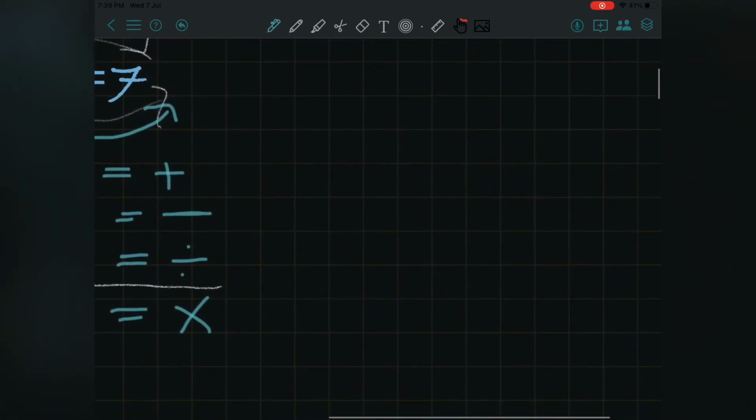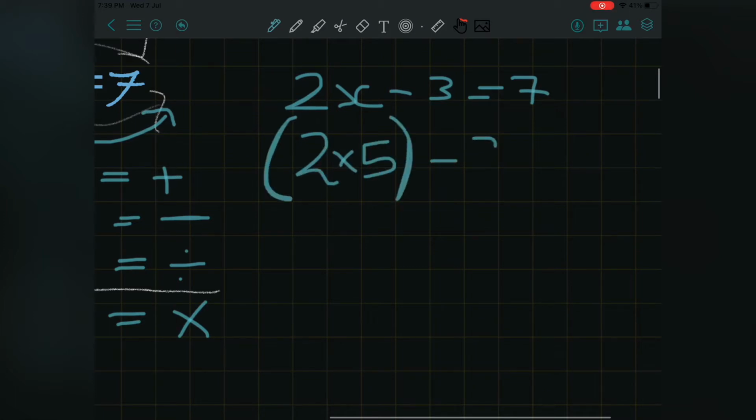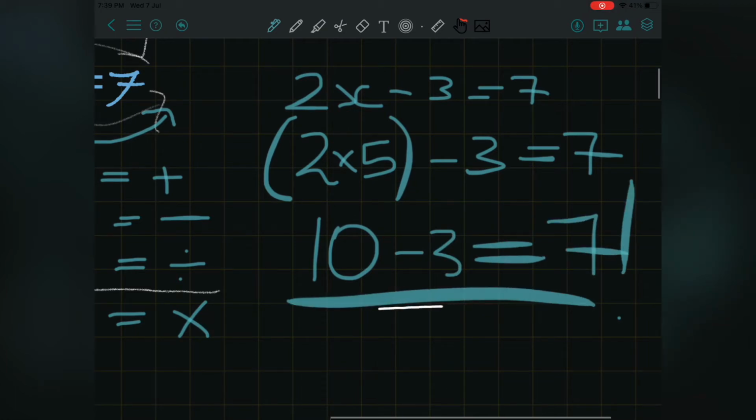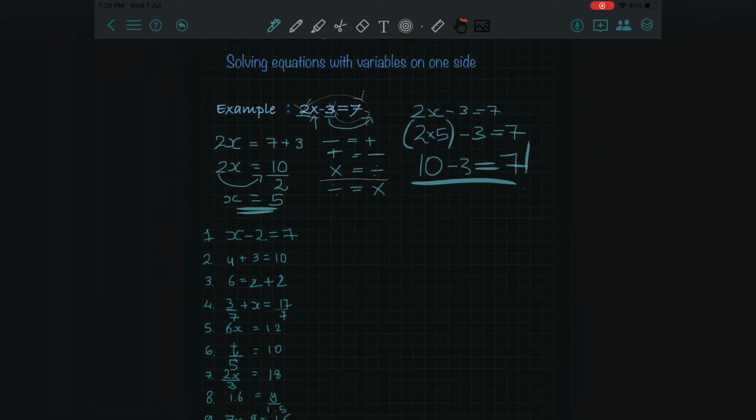So if you have any doubts, there's actually a way to check this out. The question was 2x minus 3 is equal to 7. So 2 into 5, x is 5, we just found that out, minus 3 is equal to 7. Which is 10 minus 3 is equal to 7, which is right. So you can always check this out if you have any doubt.